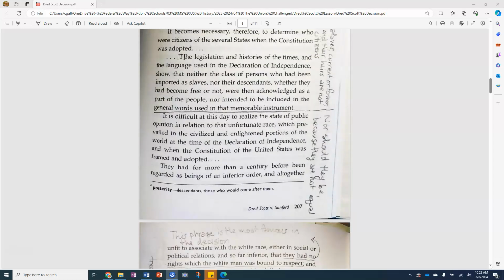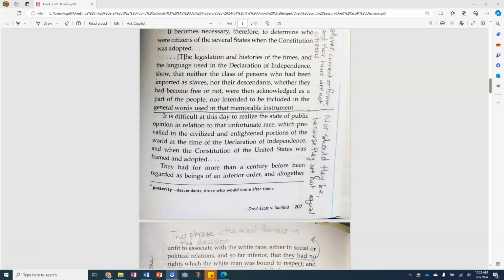It becomes necessary, therefore, to determine who were citizens of the several states when the Constitution was adopted. The legislation and histories of the times and the language used in the Declaration of Independence show that neither the class of persons who had been imported as slaves nor their descendants, whether they became free or not, were then acknowledged as a part of the people, nor intended to be included in the general words used in that memorable instrument.